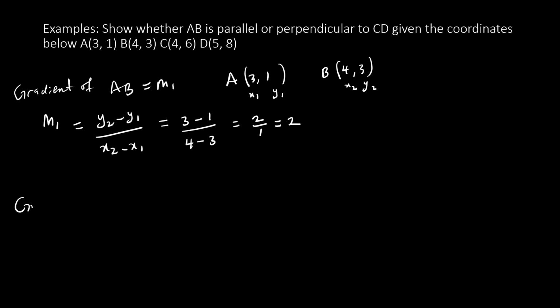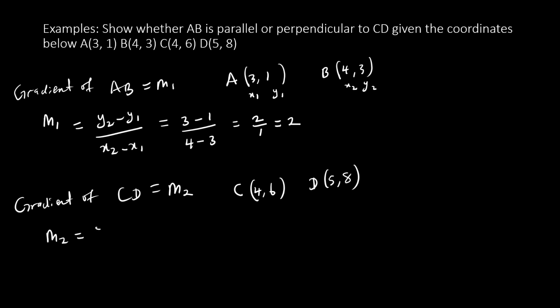For the second one, which is the gradient of CD, let's represent it by m2. Writing out the coordinates, we have the coordinate of C equal to 4,6, and the coordinate of D equal to 5,8.